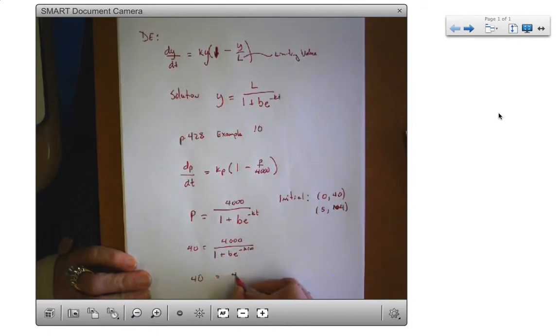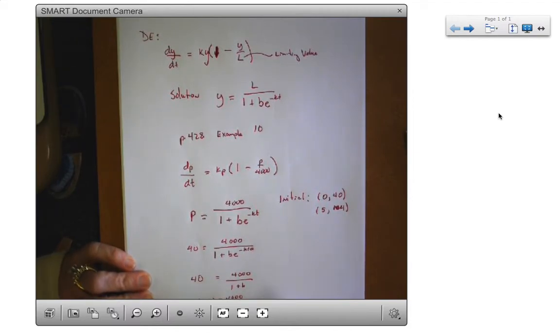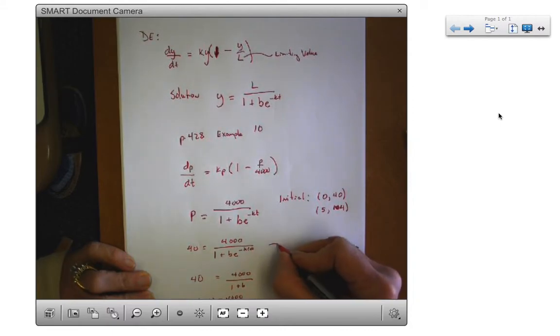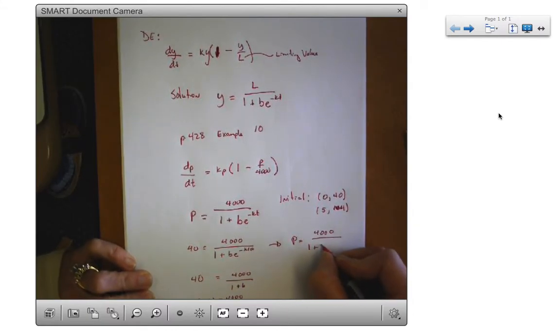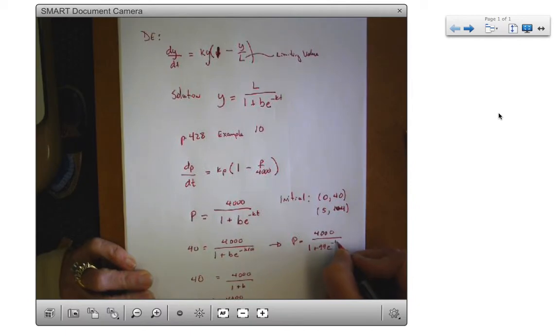I got 40 equals 4,000 over 1 plus b. Using our algebra, 40 times 1 plus b equals 4,000. So 1 plus b is equal to 100, and b is equal to 99. Therefore, the form of this equation is going to be P equals 4,000 over 1 plus 99 e to the negative kt.